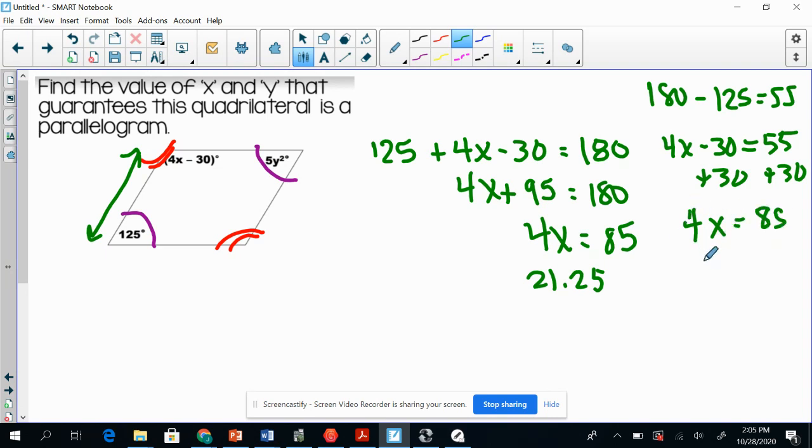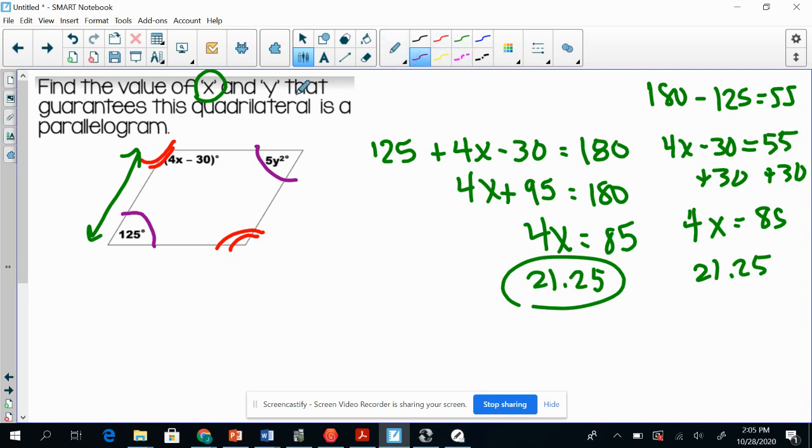So again, 4x equals 85, so still 21.25. They're both going to give you the same answer. It's just sort of the way your brain works. So I know that x is 21.25. I also know that this angle is going to be 55. In this case, we want to know what the value of x is. So we have a value of x and we're done.